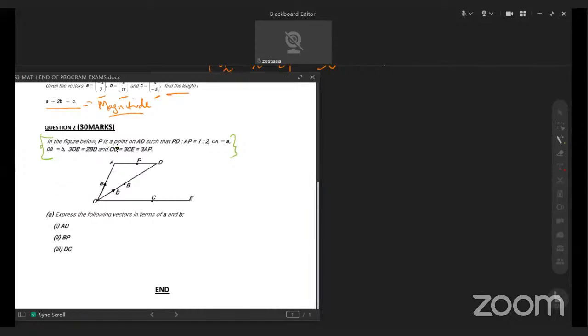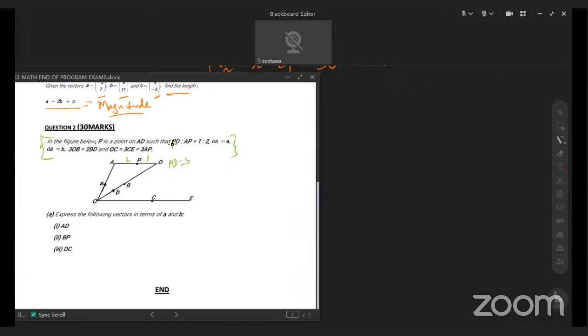So we are saying in the figure below, P is a point on AD. We are not saying it's a midpoint, it's just a point on AD, such that the ratio of PD to AP is 1 to 2. So this is 1 and this is 2. Remember, if you get the total ratio here, AD is 3. That counts up as the total ratio, okay?